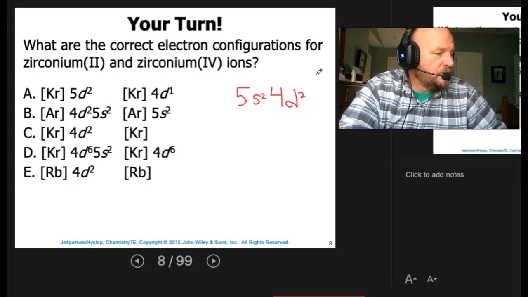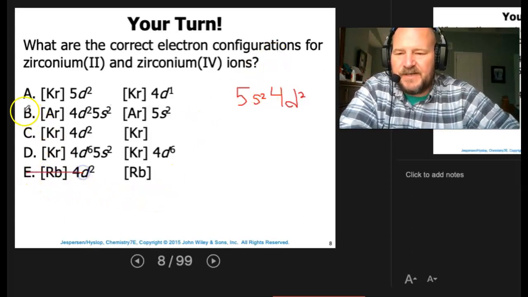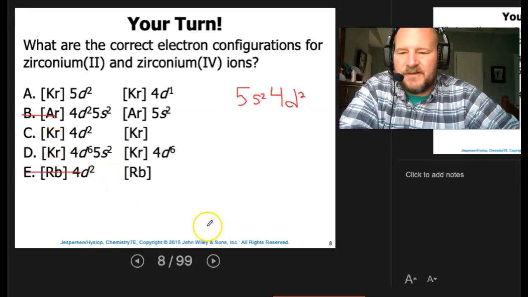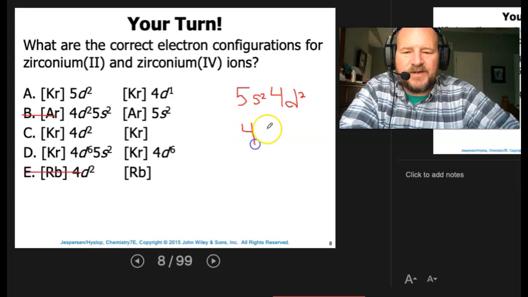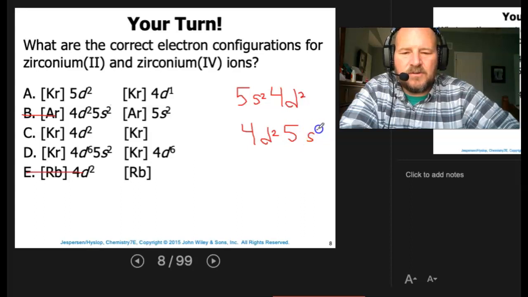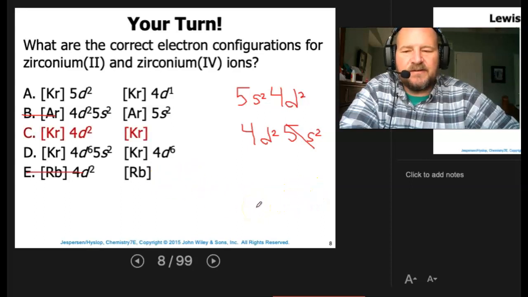Okay. And in order to get there, we had to go through krypton. So anything that's not krypton, we know we can get rid of. So E and B are out, right? All right, so now we want to get to the +2 and the +4. So remember, we want to rewrite this in order of n. And so it's going to be krypton, and then we'd have 4d2, 5s2. Now, which ones would I get rid of? Well, I'd get rid of the 5s2. So the +2 would look like that, and the +4 would just be the krypton. So that means it should be C.